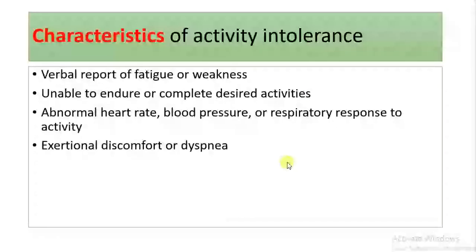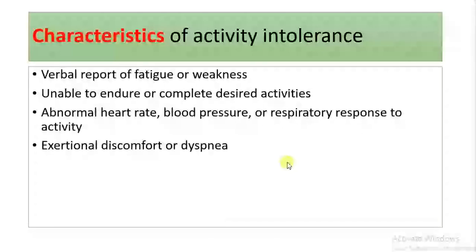Okay, characteristics of activity intolerance. First is a verbal report of fatigue or weakness by the patient. For example, the patient says that he or she has fatigue or weakness. The second is being unable to endure or complete desired activities, daily activities or any activities, for example doing exercise, walking, eating, and so on.